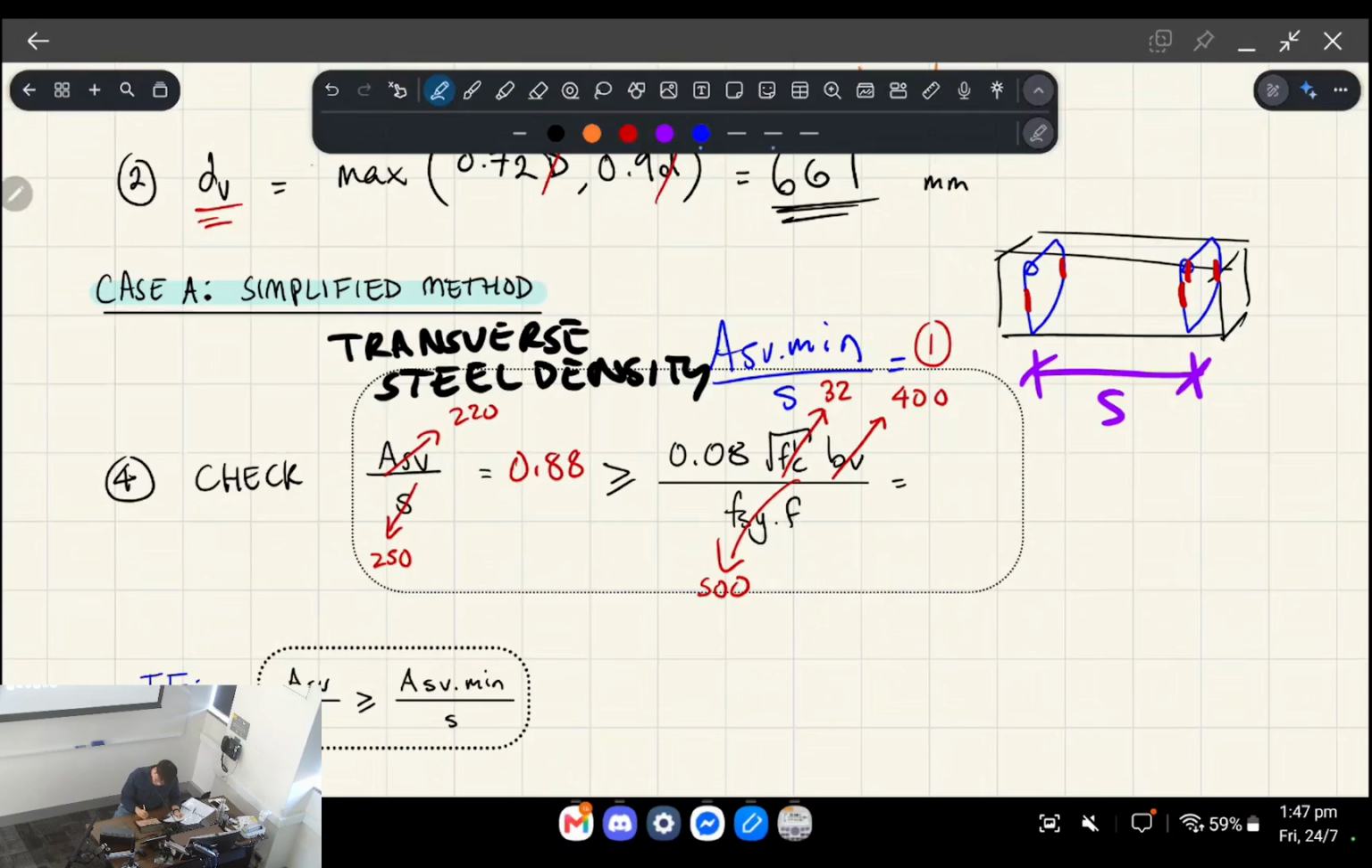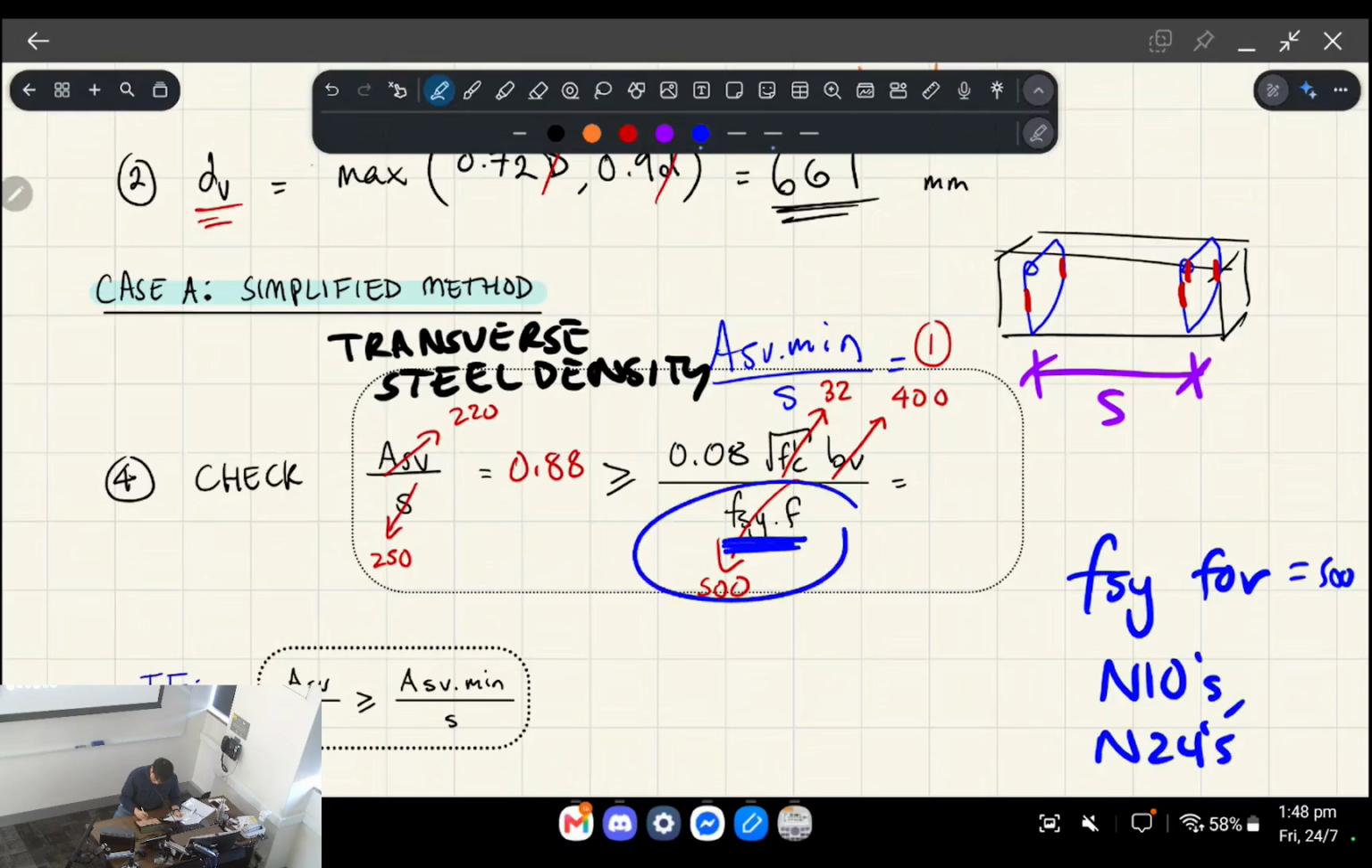FSY.F. Okay, so this might look a little different to what you saw in the question. The question said FSY for the N10s, which are the stirrups, and the N24s is equal to 500, okay? So you might be wondering, what is FSY.F? FSY.F just stands for the yield strength of the bars when used as a fitment. And remember, fitment's the British word for stirrups, okay? So that's why we use a combination of everything.